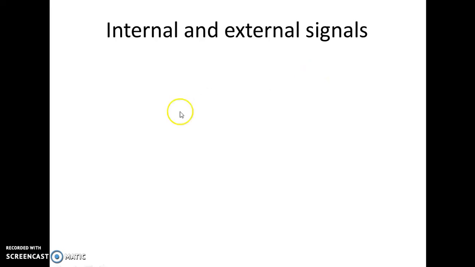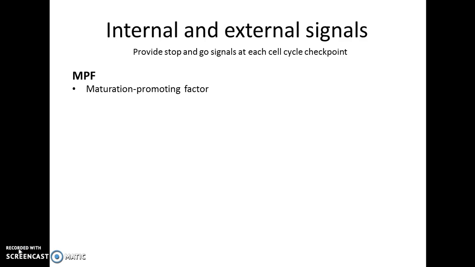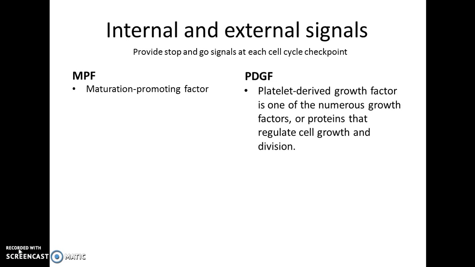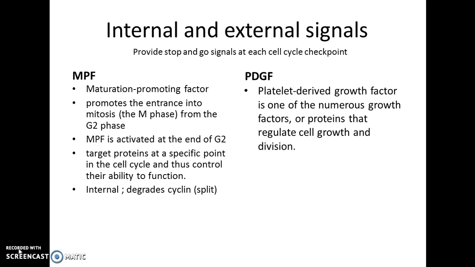Alright, now we have internal and external signals. So the internal and external signals just provide a stop and go signal for each cell cycle checkpoint. There's MPF, which is the maturation promoting factor, and PDGF, which is the platelet derived growth factor, and it just helps regulate cell growth and division. So MPF promotes entrance to mitosis in the M phase from G2 phase. MPF is activated at the end of G2 and targets specific proteins in specific points of the cell cycle, and it controls their ability to function.